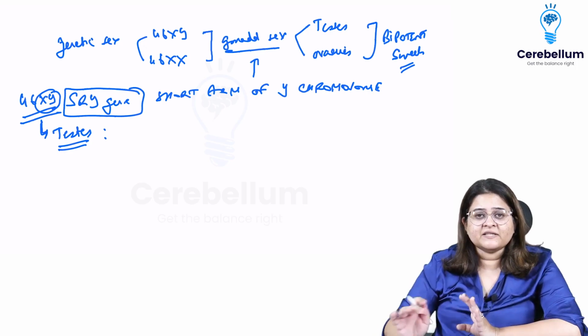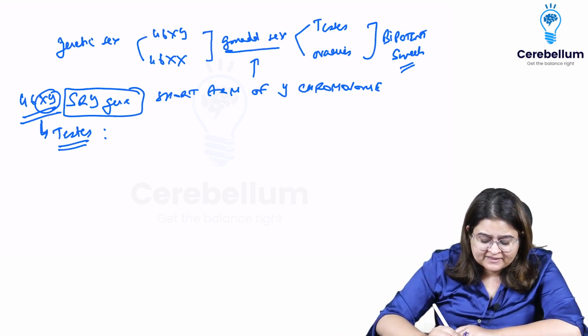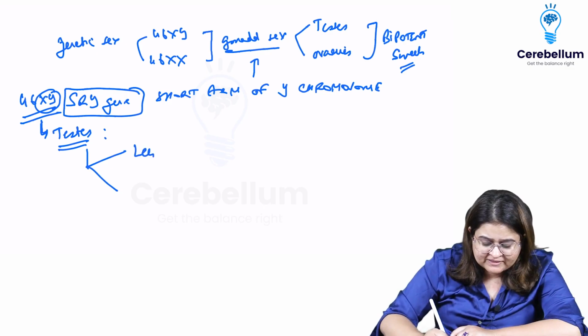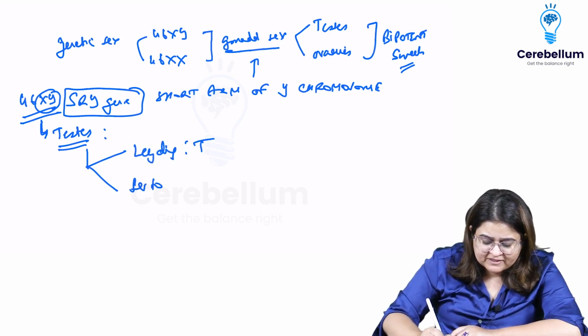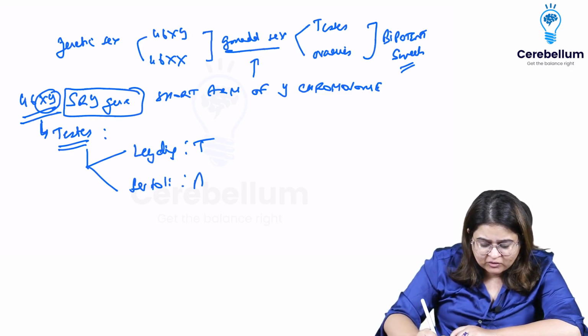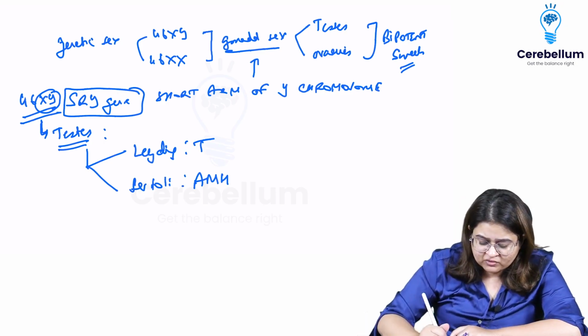So in the male, where the SRY gene is going to be present, the gonad is going to be the testes. The testes is going to release two hormones. It's going to release testosterone from the Leydig cell, and from the Sertoli cell, it's going to release a hormone called the anti-Mullerian hormone.